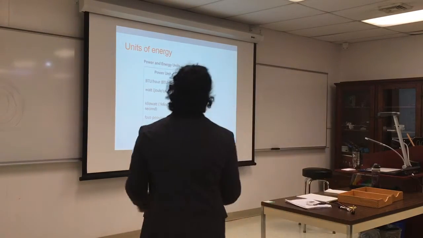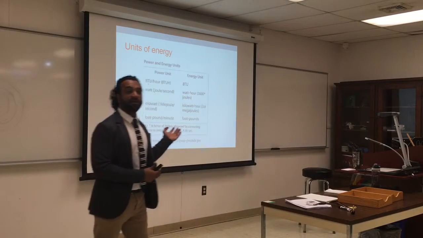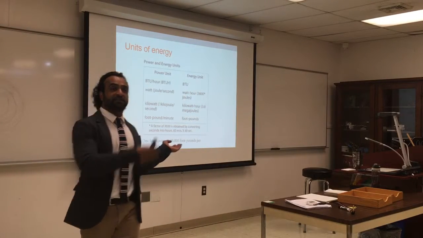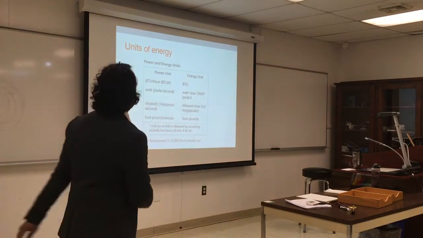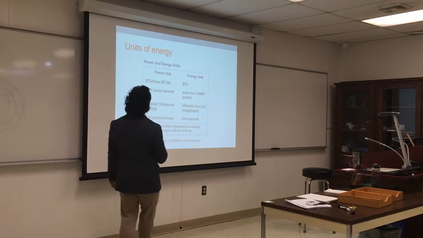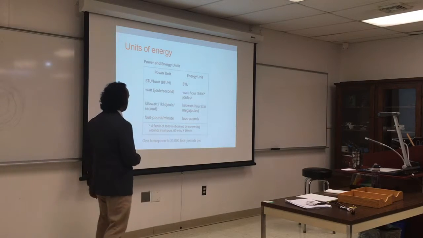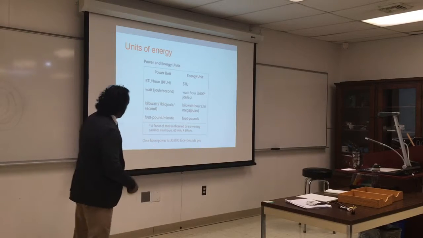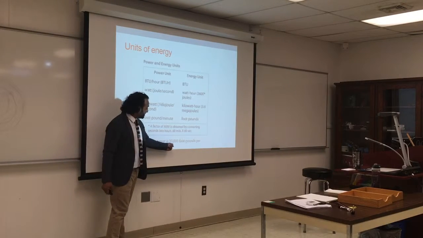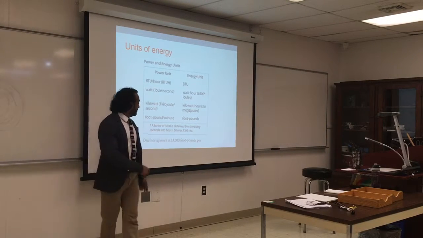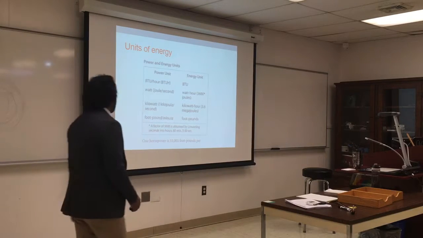So energy is a quantity. Power is a rate. Whenever I say rate, it's per time, per second. So if energy unit is BTU, this is BTU per hour. Watts is joule per second, kilowatt per hour, and so on. Same thing. Horsepower is 33,000 foot-pound per second.